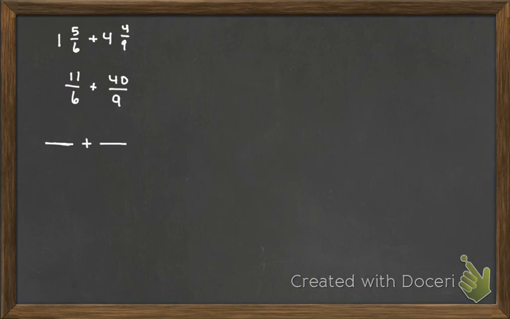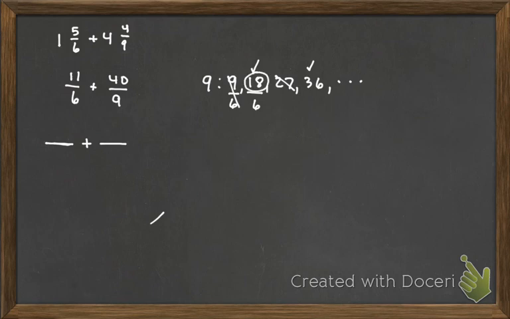So I'm going to find my common denominator by doing the multiples of 9. 9 times 1, 9 times 2, 9 times 3, 9 times 4, etc. Well, I'm going to start by dividing 9 by 6. It doesn't go. Divide 18 by 6, and it does. It doesn't go into 27. It also does go into 36, but we're going to use the smallest one of those numbers. So my common denominator will be 18.